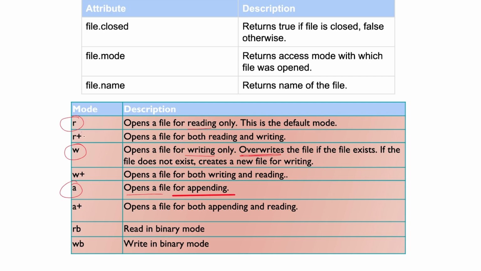Now you can also use R plus. This will do read plus write. This will also do write plus read. A plus, this will do read and append both. So whenever plus, it means it can do both, read and write, write and read, right? Also read and append. Now we have 2 more, RB and WB.